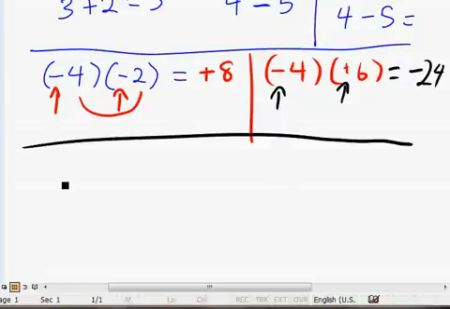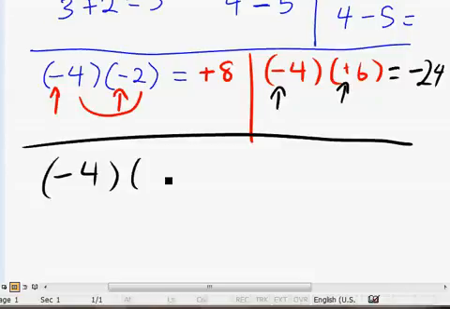Let's do a few more. How about negative 4 times a negative, I don't know, 8. Same sign, negative and negative. We will get positive 32.